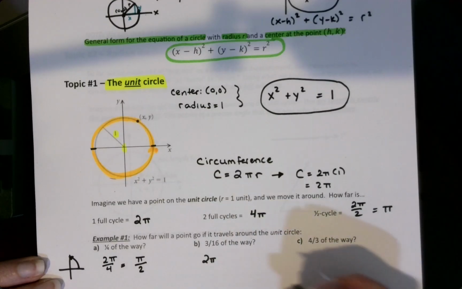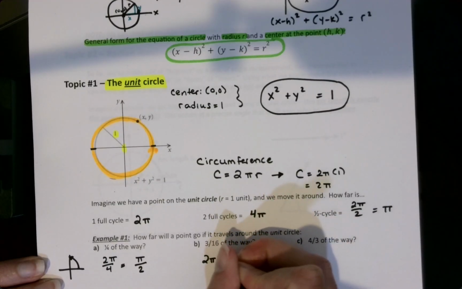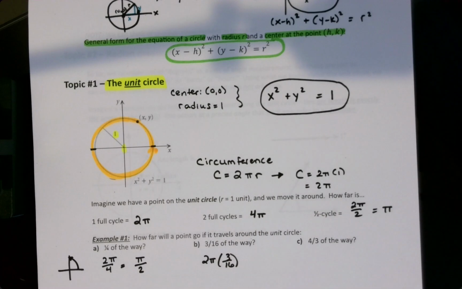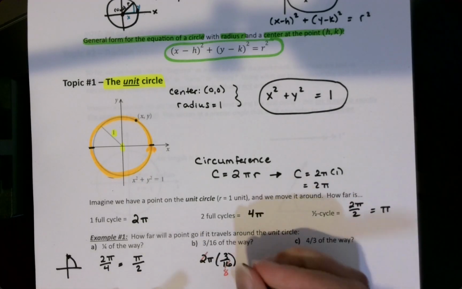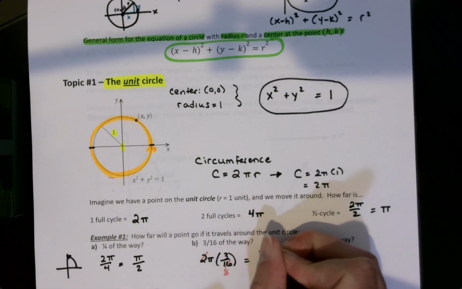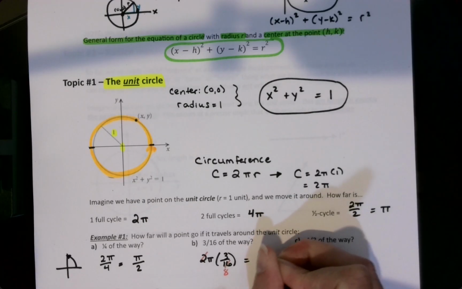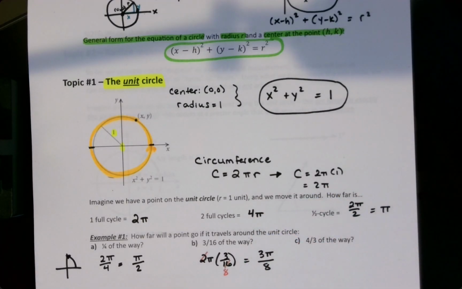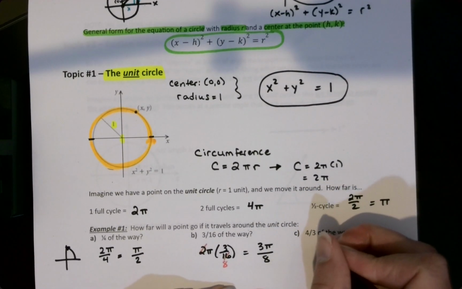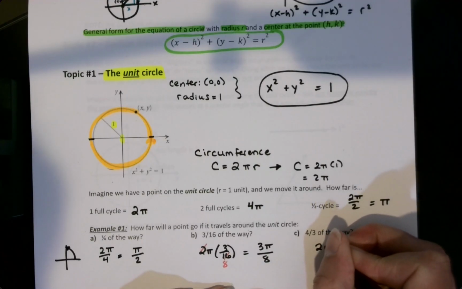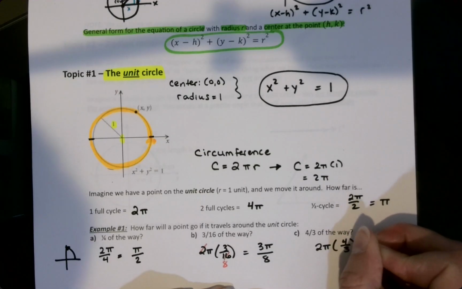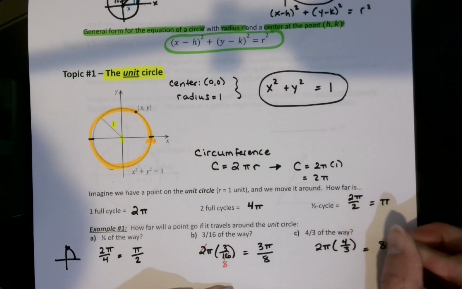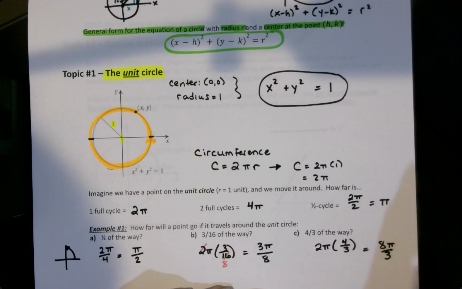If I would have gone 3/16, that's 3/16 times 2 pi. I can reduce that. 2 goes into 16 8 times. So my full distance traveled would be 3 pi over 8. It doesn't matter what fraction it is. I can calculate the distance I've traveled in the same way. 4/3 of 2 pi would be 2 pi times 4/3, or 8 pi thirds.